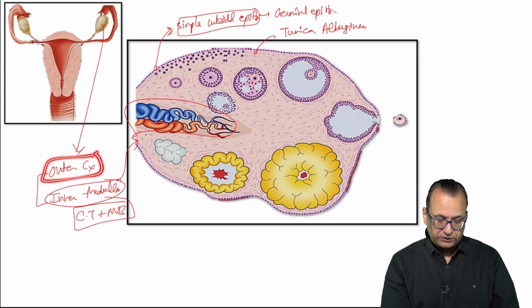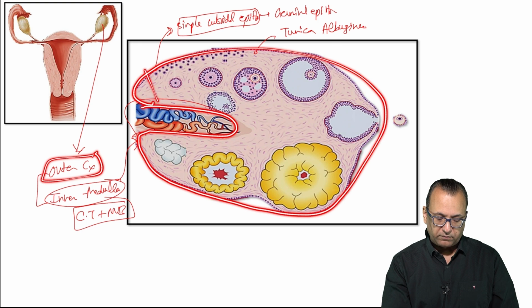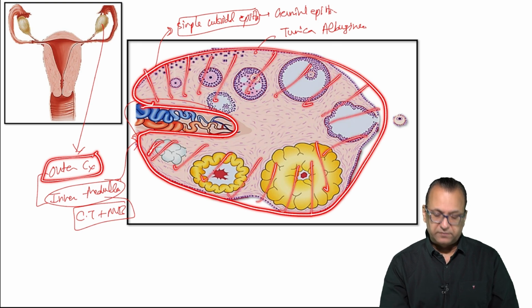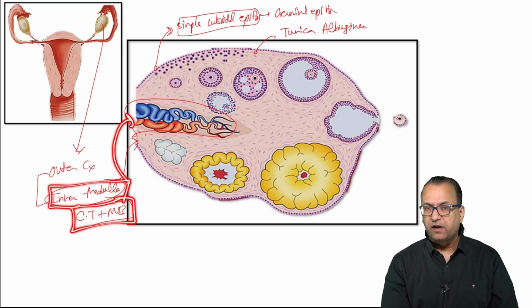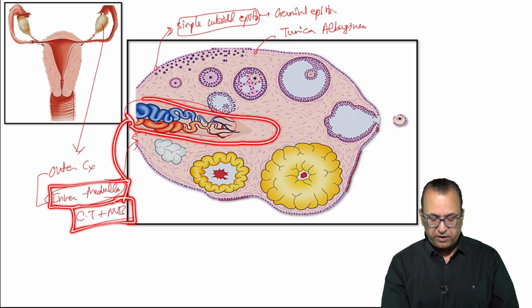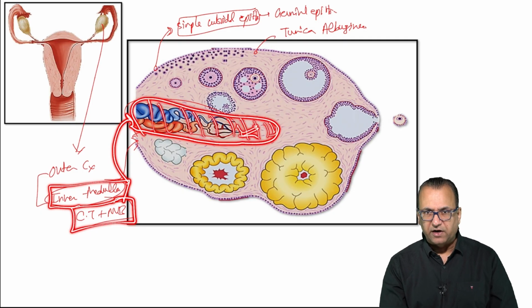The outer cortex which you see is here, this is all cortex only, where you will have ovarian follicles. Medulla is deeper, inner medulla with connective tissue and neurovascular bundle, which is seen here. We can draw ourselves also. This will be the medullary region, the deeper region with neurovascular bundle, lymphatics and nerves, artery, veins. But our focus remains on the cortex.